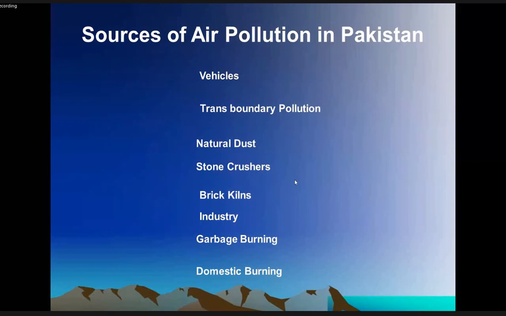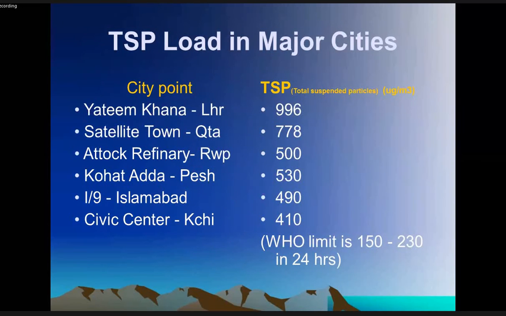The stone crusher industries, especially the cement industries and the brick kilns. Brick kilns, the ईंटों के भट्टे, excrete large amounts of not only dust but also smoke. Then there are different industries, garbage burning and domestic burning. These are the main sources of air pollution, not only in Pakistan but in other countries as well.